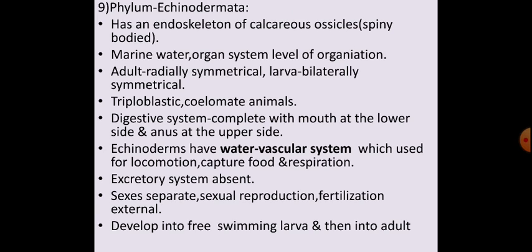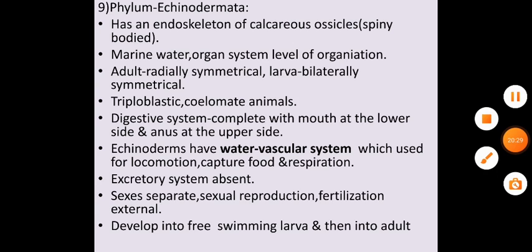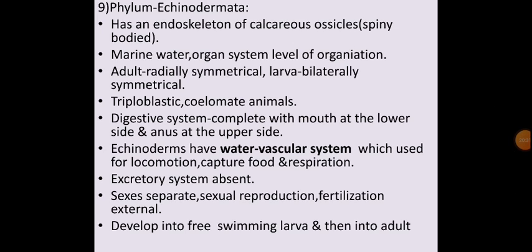So the adult echinoderms are radially symmetrical and the larva is bilaterally symmetrical. They are triploblastic and coelomate animals.